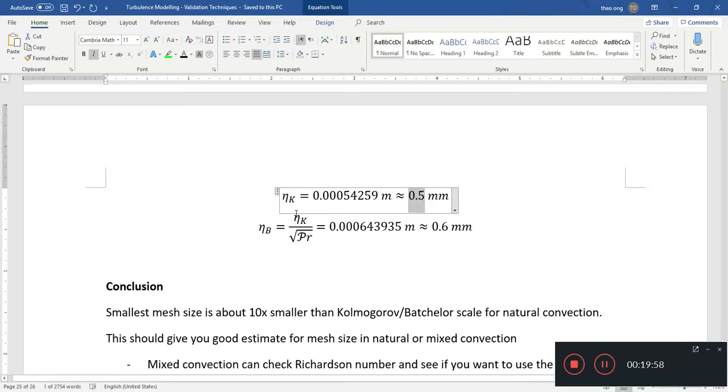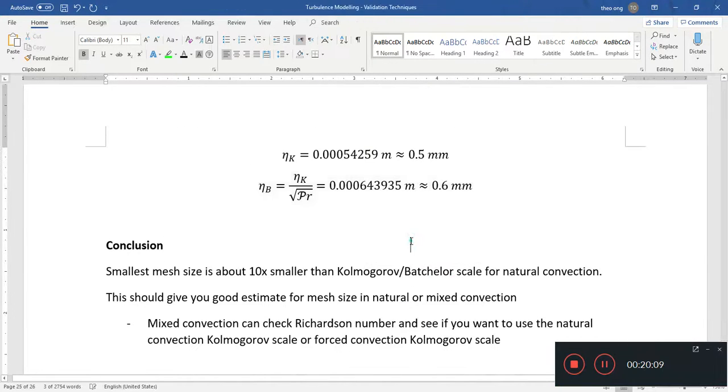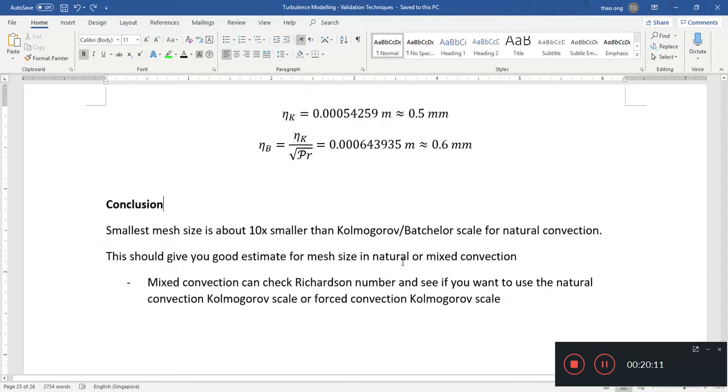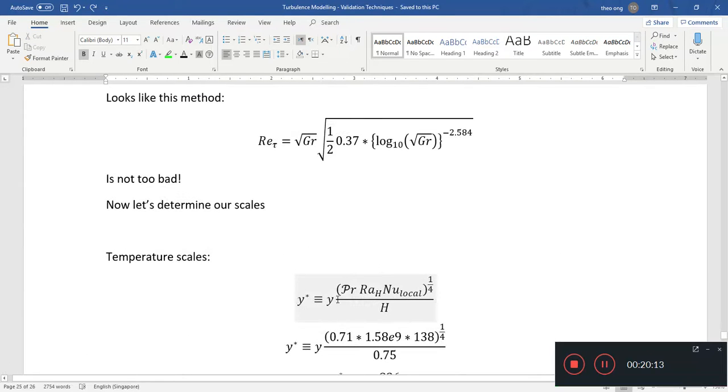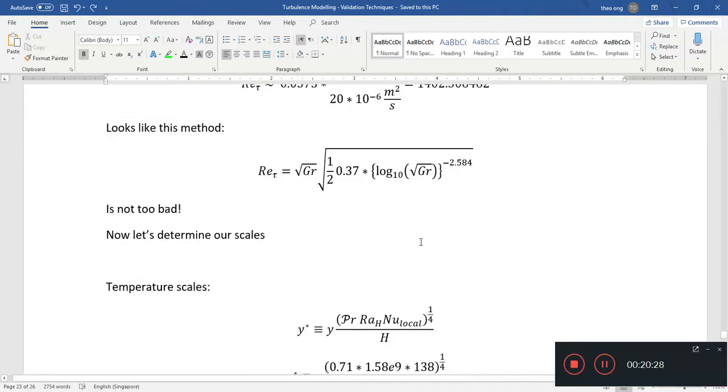And of course, our Batchelor scales, you just scale it with the Prandtl number. If your Batchelor scales are smaller, then you use the Batchelor scale, divide by 10, and there you will have your smallest length scale that you need. Okay, so that isn't too bad here. It makes this whole thing a lot easier, and this exercise kind of shows you that taking the Kolmogorov scale or the Batchelor scale, you just divide by 10. Using that for the smallest mesh size is actually a pretty reasonable estimate. It's not too far off.